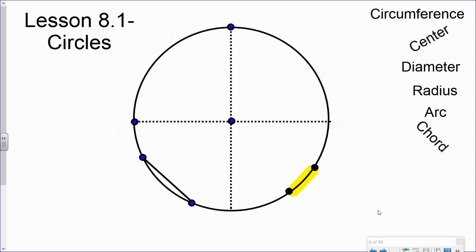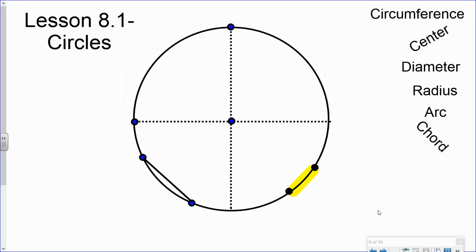Hi, today we're going to do lesson 8.1. We're going to talk about circles. So you're going to want to open up to your notes section and go ahead and make a nice big circle. And we're going to talk about the different parts of the circle. You had a little introduction to circle parts when we read the story about circumference.